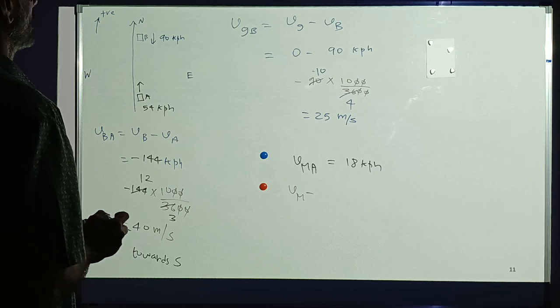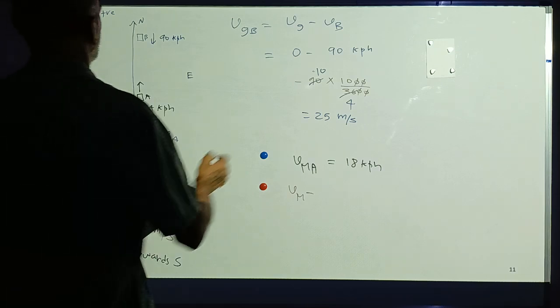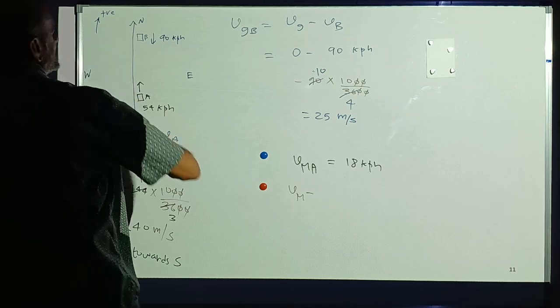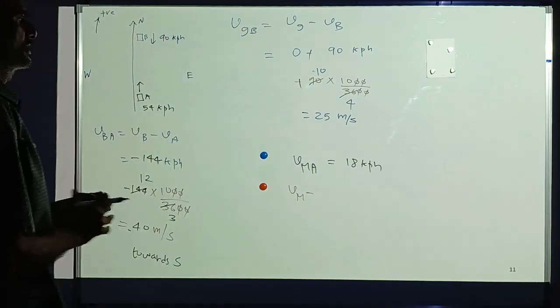Second one, ground is 0, and then B is negative. Because upward direction is positive, it will be plus. So plus 25 meters per second.